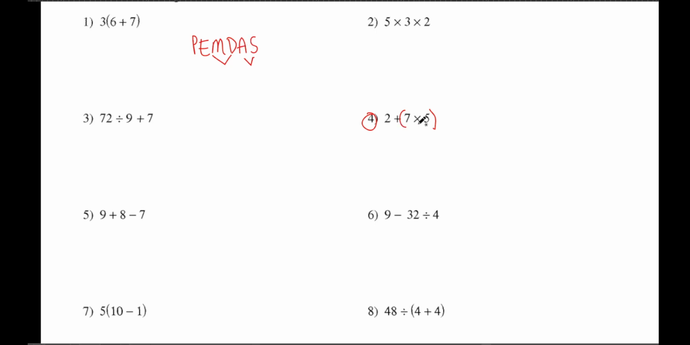But right here, you got multiplication, so you do the multiplication first. So that would be what? 35. And then this is 2 plus 35, which is 37, and that's your answer. We good with that? Let's do another one.